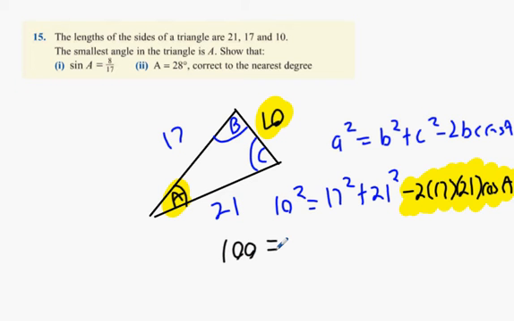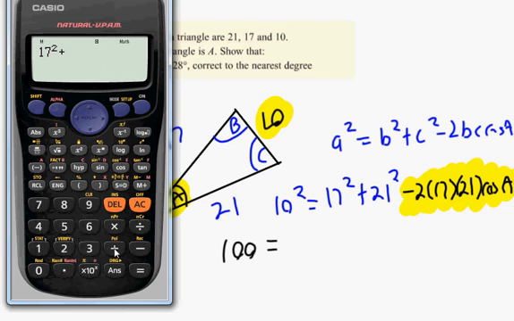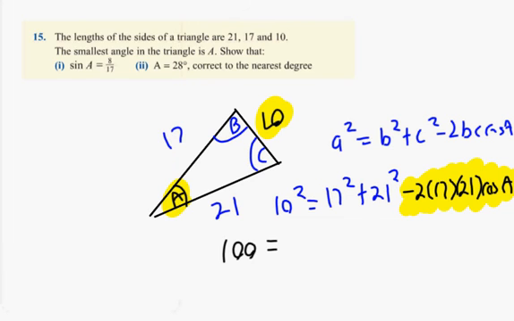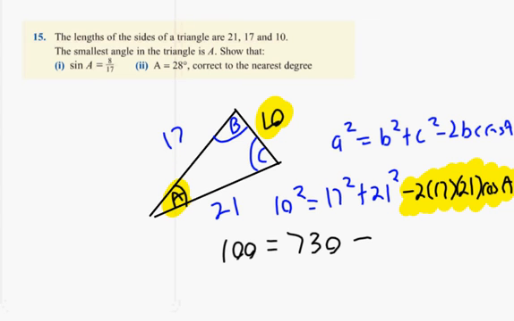Can anybody tell me what 17 squared plus 21 squared is? No? Awesome. Best class ever. 730. And can you tell me what 2 times 17 times 21 is? 714. How do we finish this off?